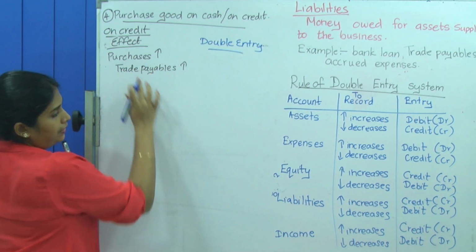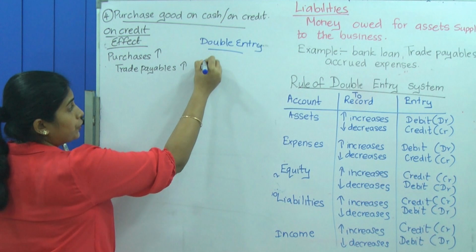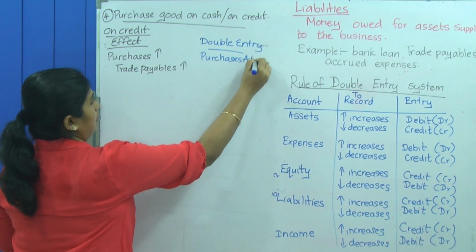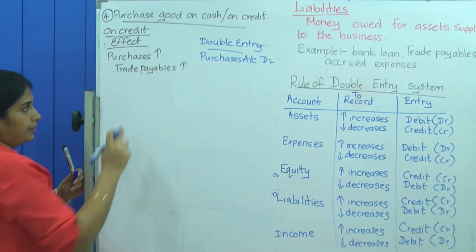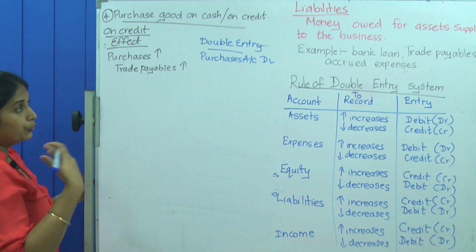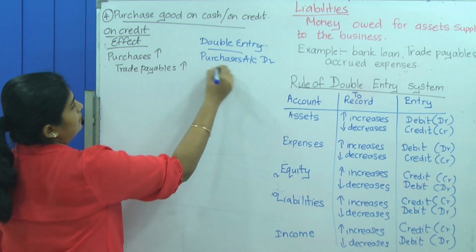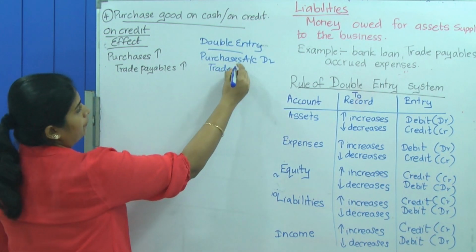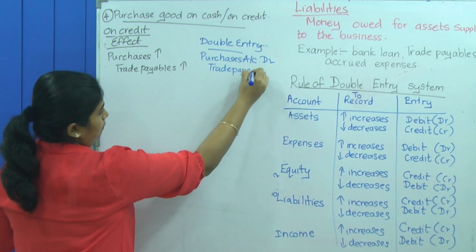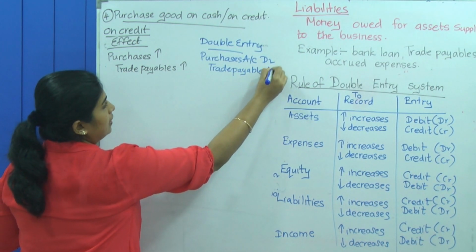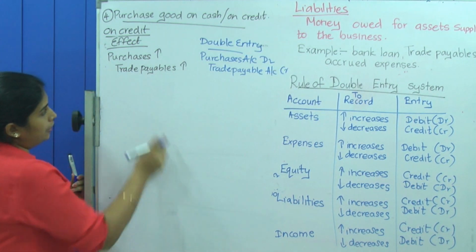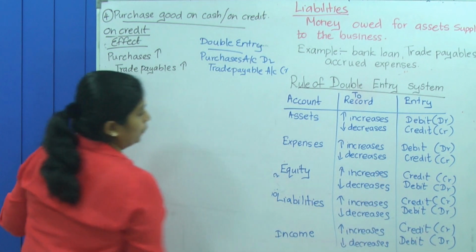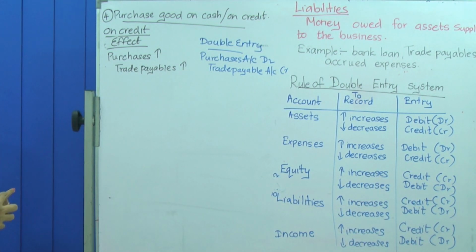when purchases increase, purchases are treated as an expense. So the purchases account will be debited. Trade payable, that means the particular person from whom you are purchasing, that person's account will be credited. Here we don't have an example, so instead of a person's name, I'll write trade payable. So the particular trade payable's account will be credited, because trade payables are liabilities. When a liability increases, it will be recorded on the credit side of the account.